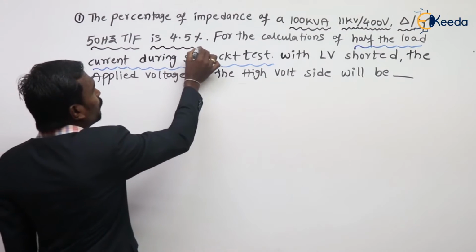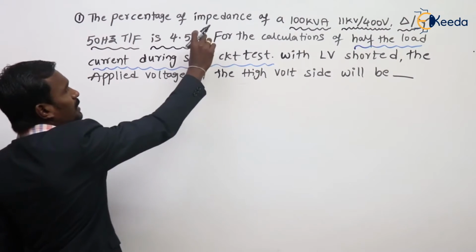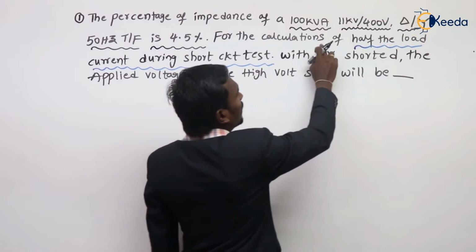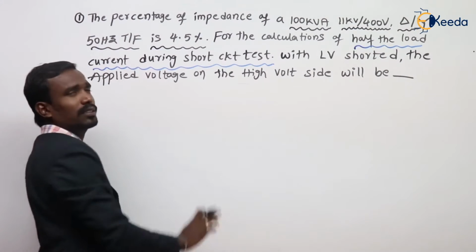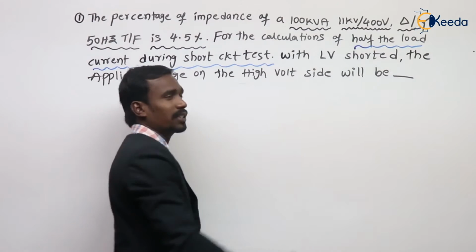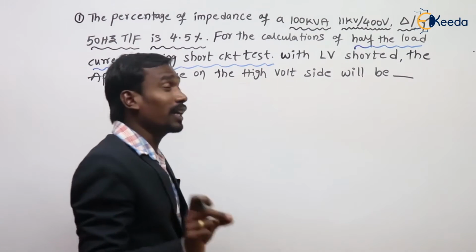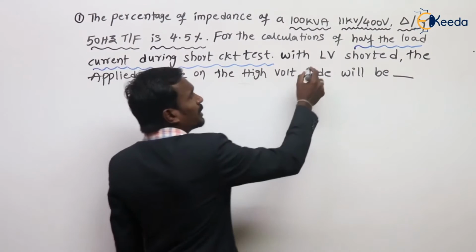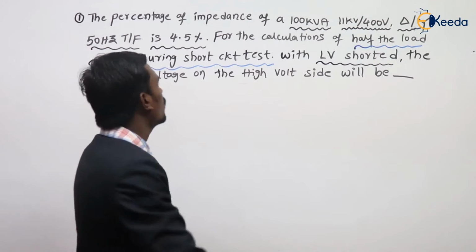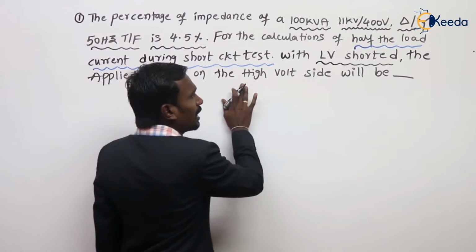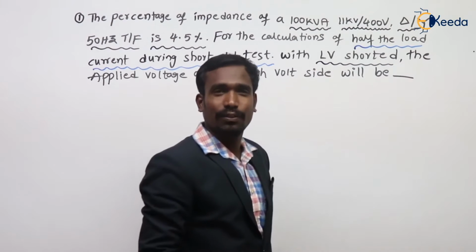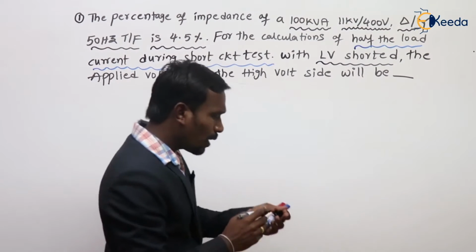is 4.5 percent. The percentage impedance given is 4.5 percent. For the calculation of the load current, what do they want? The load current during the short circuit test, with the LV side shorted. We know that in the short circuit test the LV side is shorted. The applied voltage on the high voltage side will be, they are asking like that. What is given, sir?